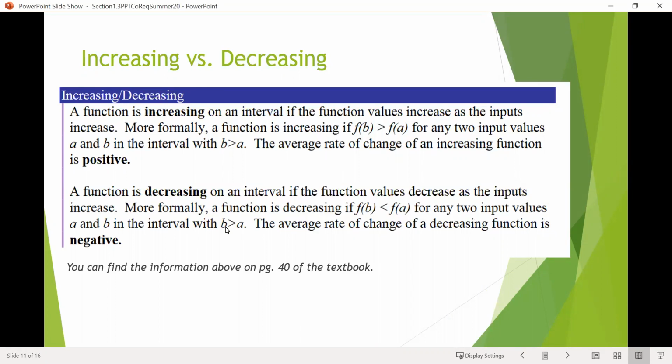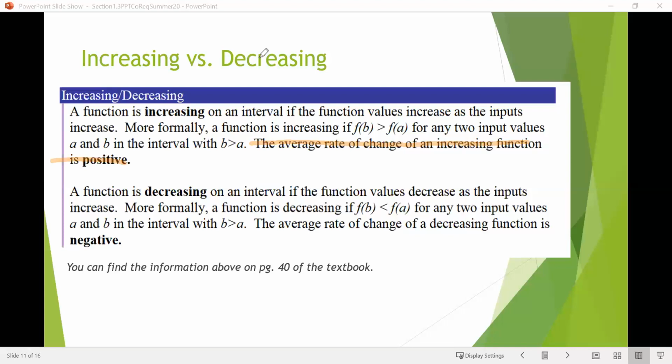We say that a function is increasing on an interval if the function values, meaning the outputs, increase as the inputs increase. It's got a very formal definition there, which I'll come back to, but an important piece here: the average rate of change of a function over an interval where the function is increasing will be positive. So when you calculate a rate of change over a particular part of a function or a graph, if you get a positive number, that means the function is increasing.